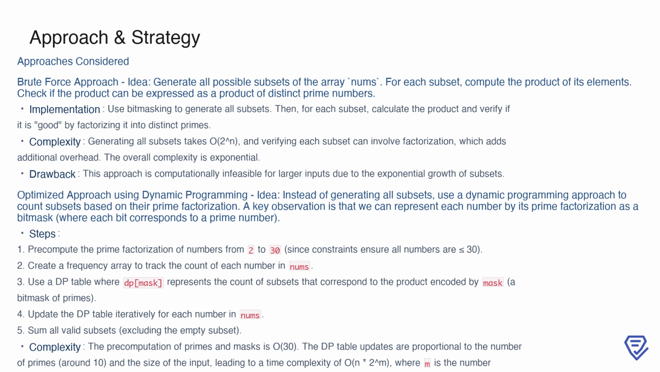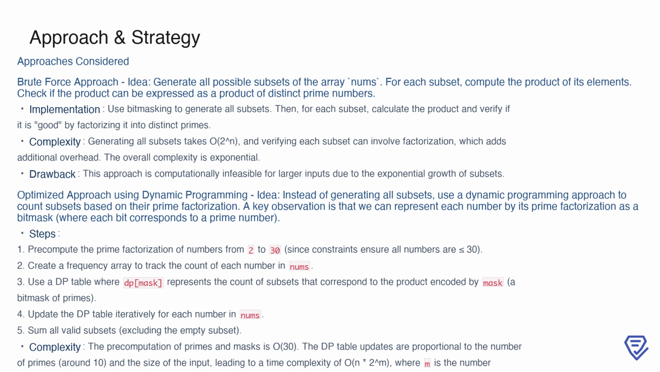However, the complexity of generating all subsets is 2^n, and the additional overhead of factorization makes this approach computationally expensive and impractical for larger inputs. Due to the exponential growth of subsets, this method quickly becomes infeasible, especially when dealing with arrays of significant size. To address this inefficiency, we turn to an optimized approach using dynamic programming.